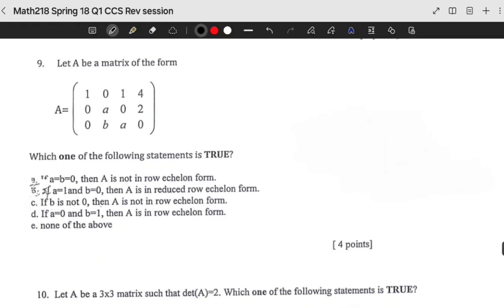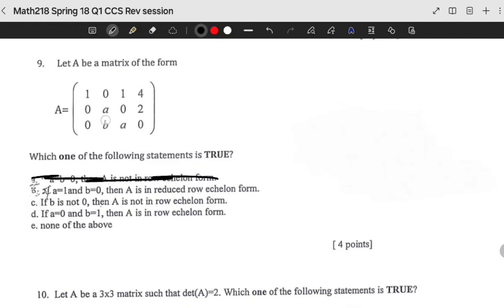For part 9, let A be a matrix of this form. Which one of the following statements is true? If A equals B equals 0, then A is not in row echelon form. So if this is 0, 0, 0, is this matrix in row echelon form? The rows that are all zeros are at the bottom. And no, it does seem to be in row echelon form, so this is not true.